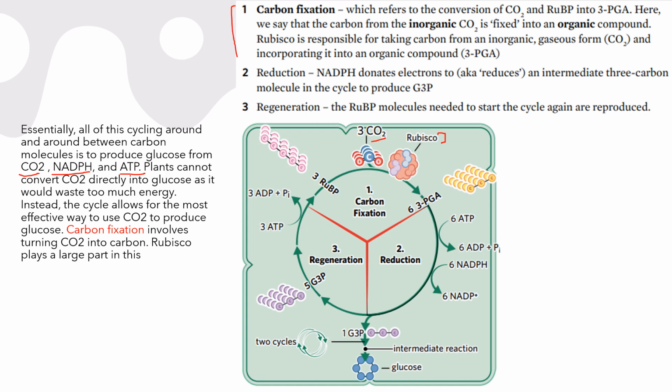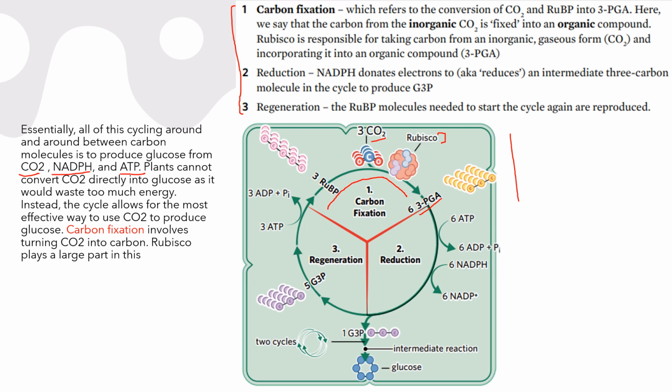So it can be split up into three main stages, which I've summarized to hopefully make this diagram a little bit less daunting. The first stage is carbon fixation, which happens in this little piece of the pie here. This is the main thing that you need to know. The last two stages are good to know, but carbon fixation is really the thing that is really important. This is when we convert our CO2 with the use of rubisco into this molecule called 3-PGA. This is where we say that the carbon from the inorganic CO2 is fixed into an organic compound. So this is where the main meat of it happens.